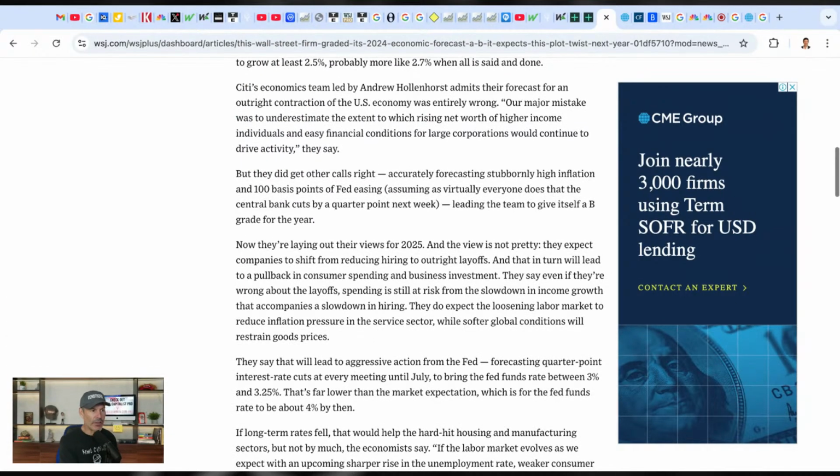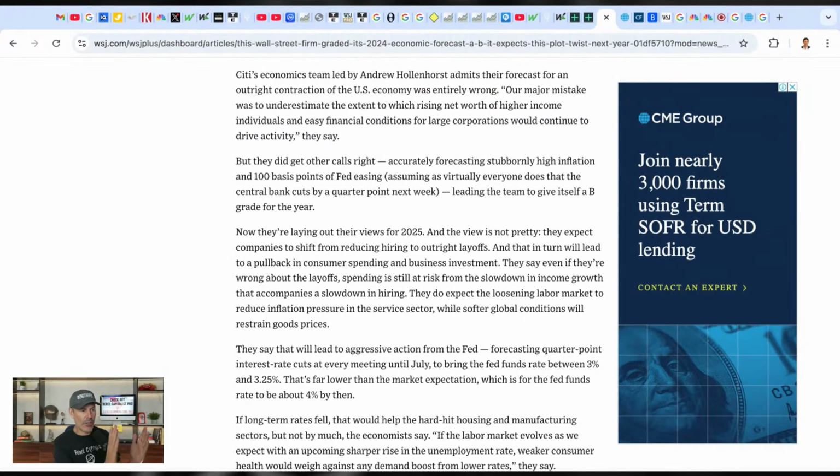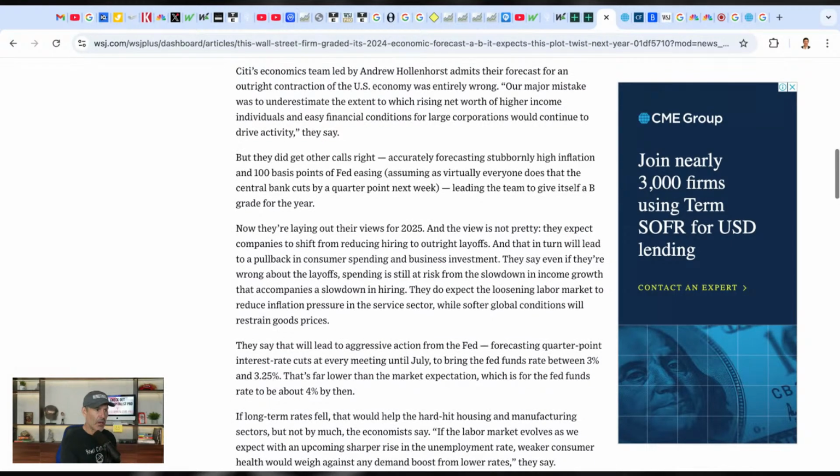All right, now I want to touch on how we have a U.S. economy that's pretty much entirely propped up by asset prices and the stock market, housing prices. But we're going to get to that in just a moment. So let's get back to the article here.